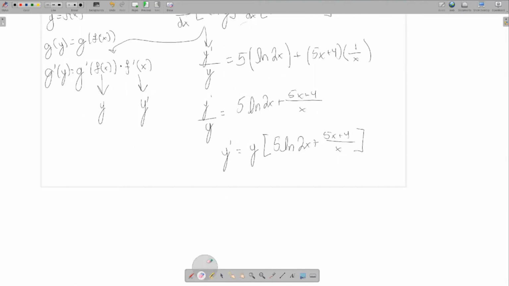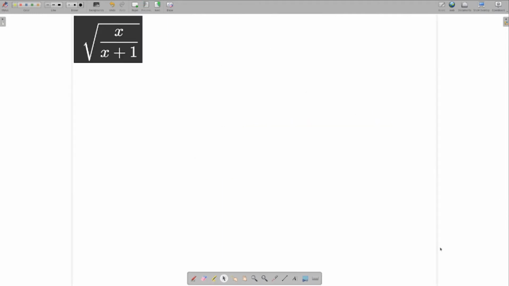So we can actually just completely erase this y. I'm just going to rewrite this y. We can erase that y and replace it with 2x to the power of 5x plus 4. And boom, there's your answer. That's example 1. Okay, second example.